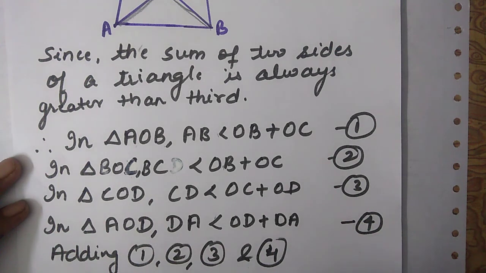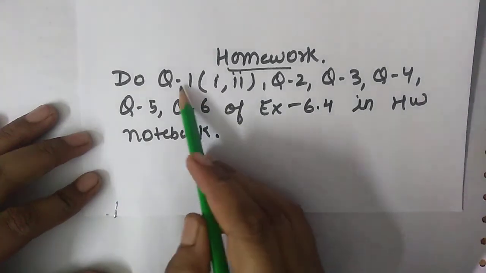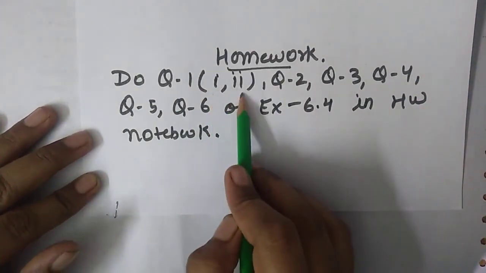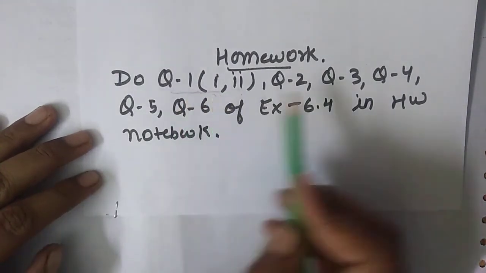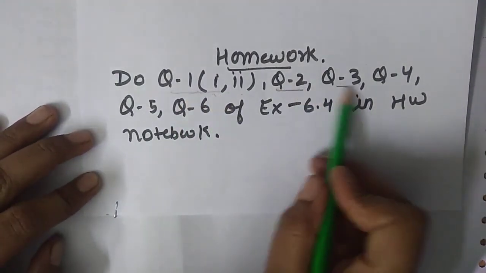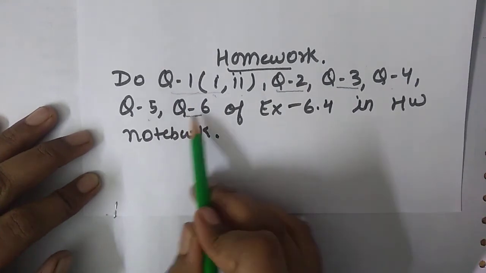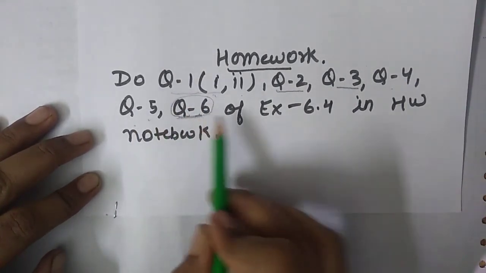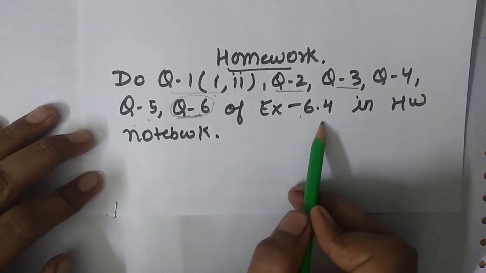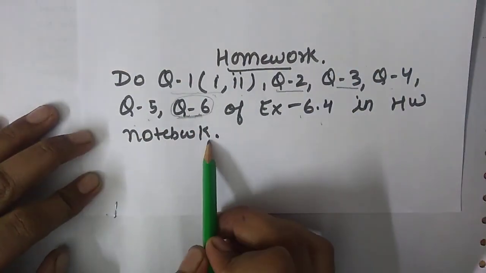Okay, now come to the homework. So your homework is, you have to do question number 1 part first and second. Okay, same way you have to do as given in example. Question number 2 you have to do 3, 4, 5 and 6. Again, this is same as example, you have to do like that only. And these are of exercise 6.4 and you have to do in your homework notebook.